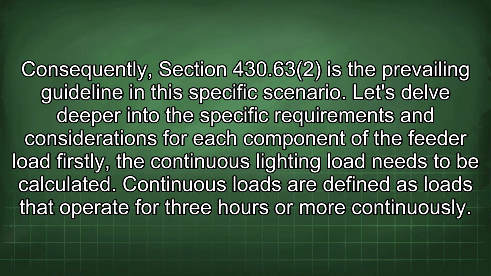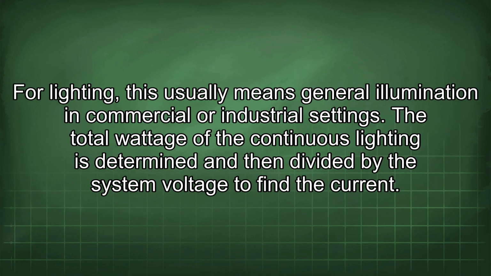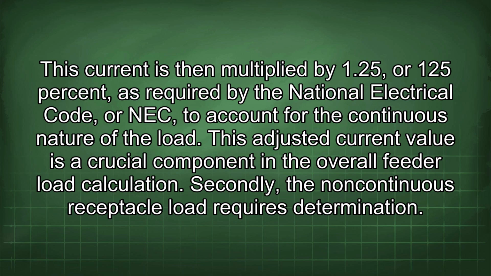Firstly, the continuous lighting load needs to be calculated. Continuous loads are defined as loads that operate for 3 hours or more continuously. For lighting, this usually means general illumination in commercial or industrial settings. The total wattage of the continuous lighting is determined and then divided by the system voltage to find the current. This current is then multiplied by 1.25 or 125% as required by the National Electrical Code, or NEC, to account for the continuous nature of the load. This adjusted current value is a crucial component in the overall feeder load calculation.